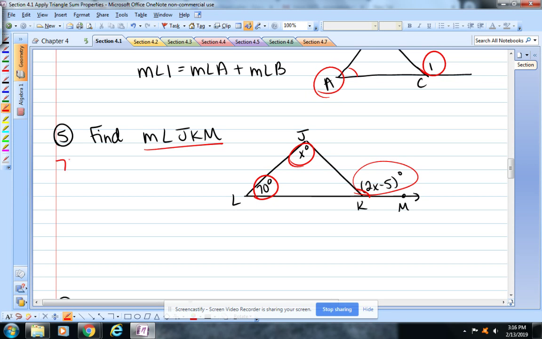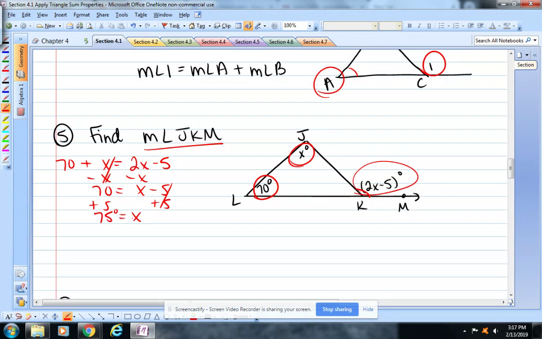So I'm going to say 70 plus x equals the exterior angle, which is 2x minus 5 degrees. I'm going to solve that for x. So subtract x on both sides. 70 equals x minus 5. I'm going to add 5 on each side. 70 plus 5 is 75 degrees.